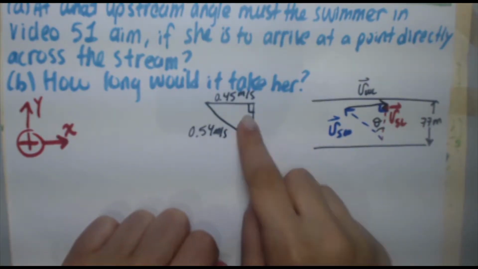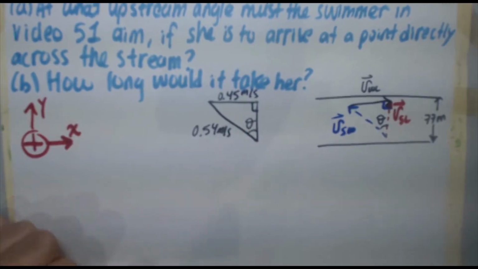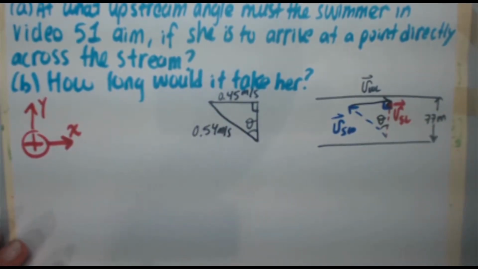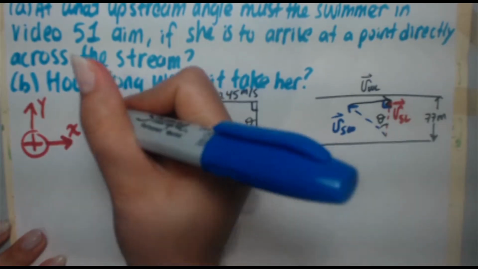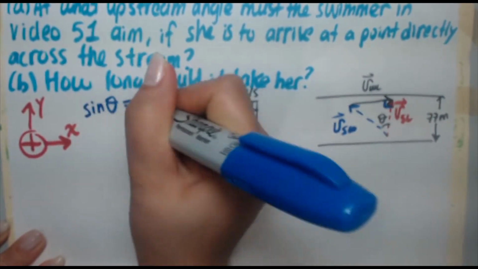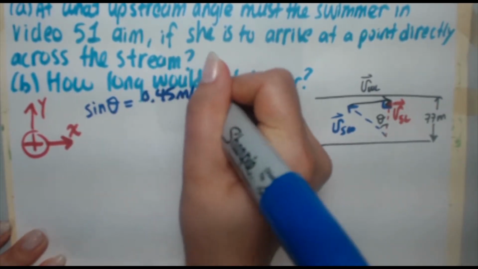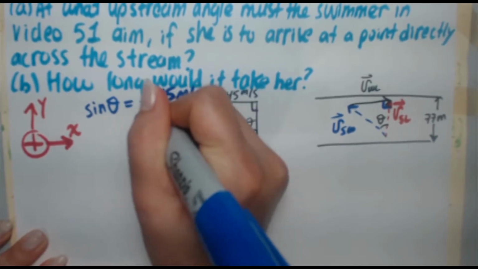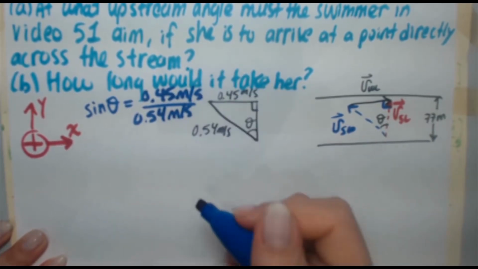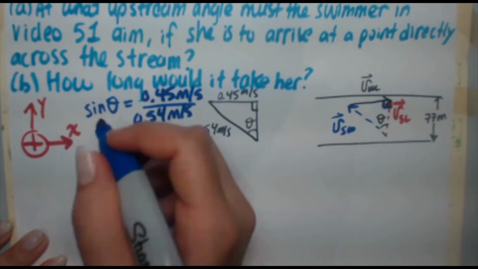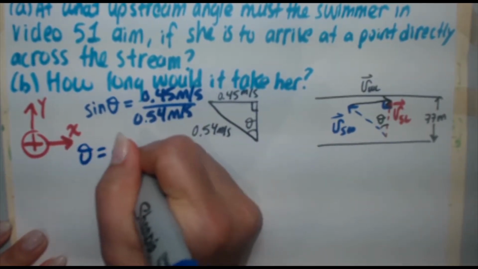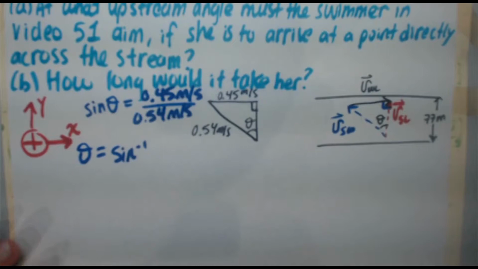Compared to this angle, we know the opposite side and we know the hypotenuse, so we are dealing with sine. So sine of theta is equal to opposite over hypotenuse, which in this case is 0.45 meters per second over 0.54 meters per second. Then we're going to take the inverse sine of both sides. So theta is equal to the inverse sine of 0.45 over 0.54, which is going to be equal to, let me just grab a calculator here.